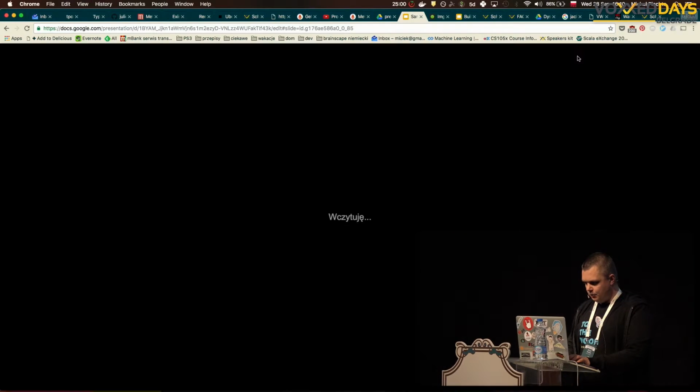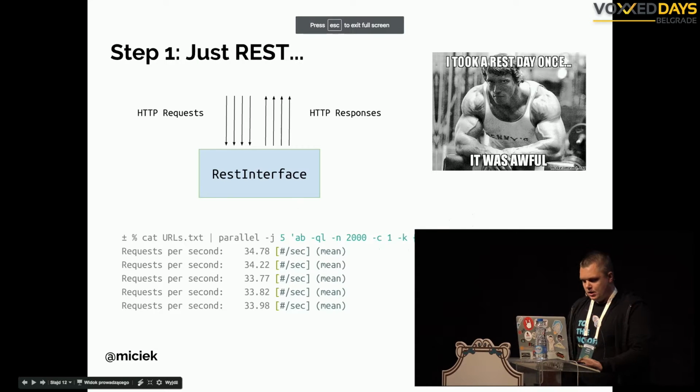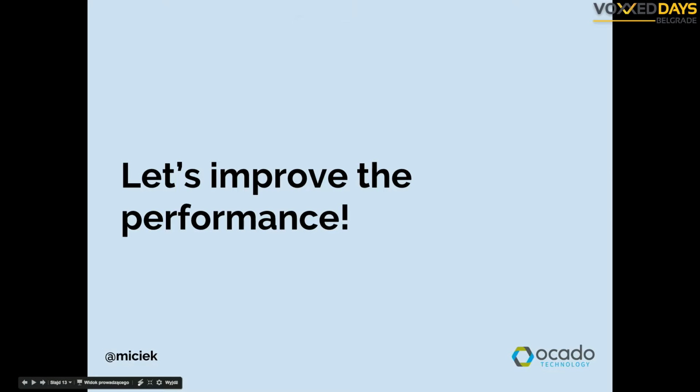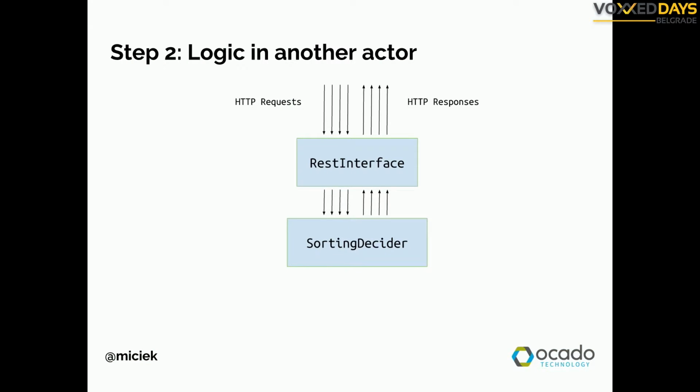Let's continue. How do we make it better? In the actor model, whenever we have problems, we just add another layer of abstraction. This time, it's just adding another actor. So what we want to do is leave all the responsibility of handling HTTP requests to the REST interface actor, and we just create another actor, sorting decider, which will be a business logic actor, so to speak.